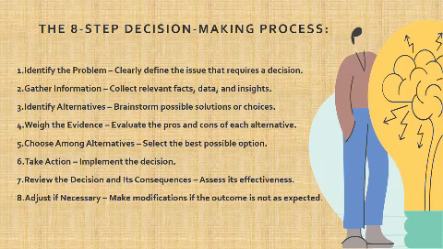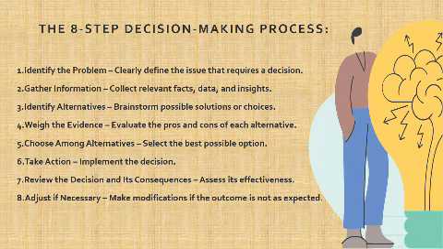The 8 steps of the decision making process are: the first step is to identify the problem. The second step is to gather information, which is to collect relevant facts, data, and insights. The third step is to identify the alternatives, brainstorming all solutions and choices. The fourth step is to weigh the evidence, evaluating the pros and cons of each and every alternative. The fifth step is to choose among the alternatives, which is to select the best possible option.